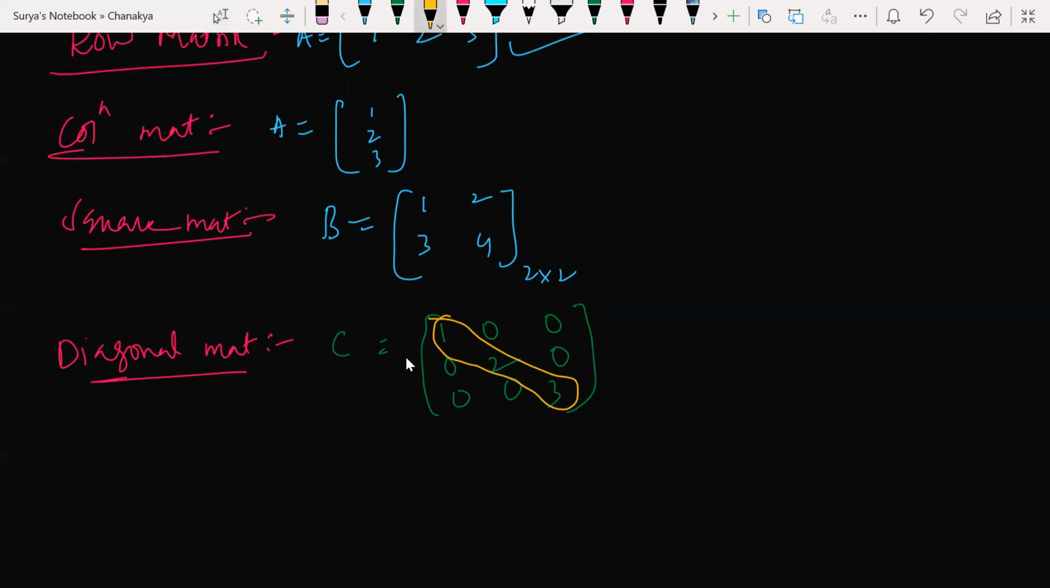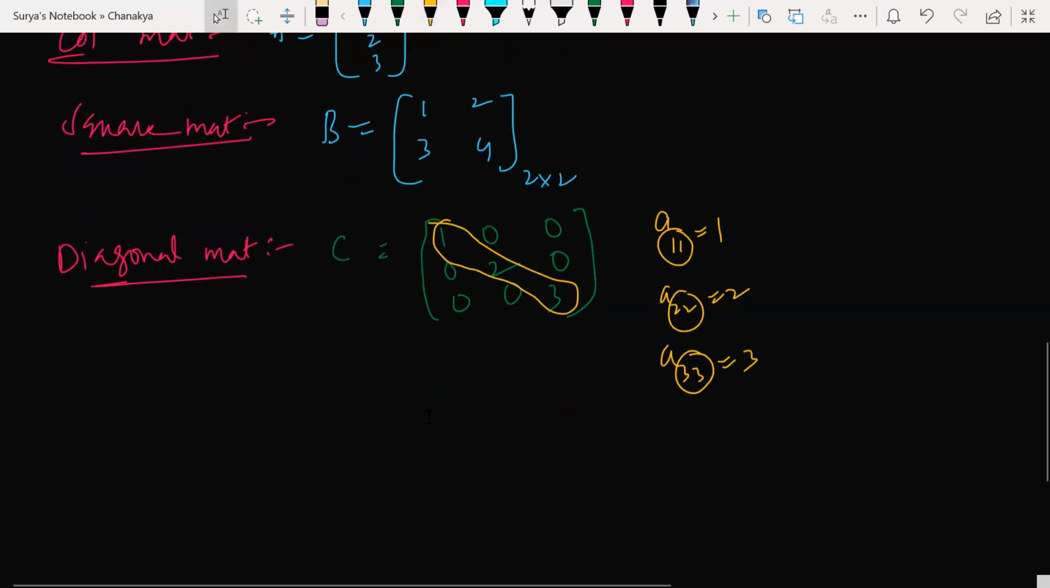It's simply A11 is equal to 1, A22 is equal to 2, A33 is equal to 3 here. Look at the position here: the number of rows is equal to the number of columns. So a diagonal matrix is like a cross. The elements are supposed to be in a cross way, in diagonal order. The rest of the positions should be all 0. In diagonal positions, elements must be there. In all other positions, it must be 0.